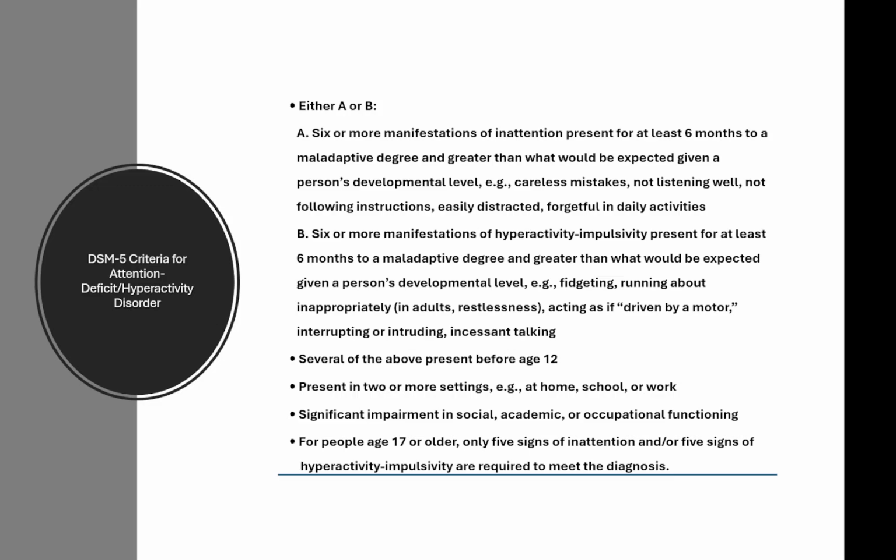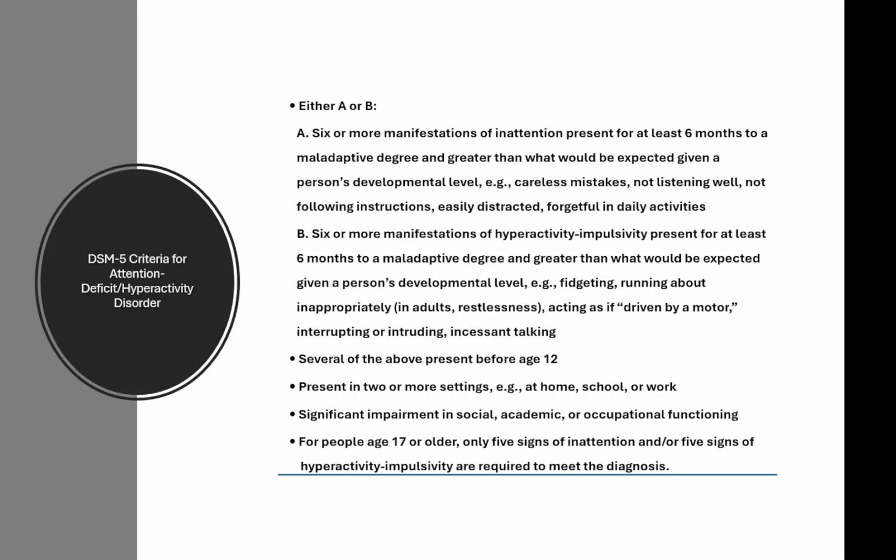This cannot be a one-time occurrence. The symptoms must be observed over time and cause significant impairment in daily functioning. It's important to note that symptoms must be maladaptive, meaning that they interfere with the person's normal life and are greater than what would be expected for this individual's age. For example, while young children are naturally energetic, we must carefully observe whether there are 6 or more signs of hyperactivity and/or impulsivity that are maladaptive and persistent.